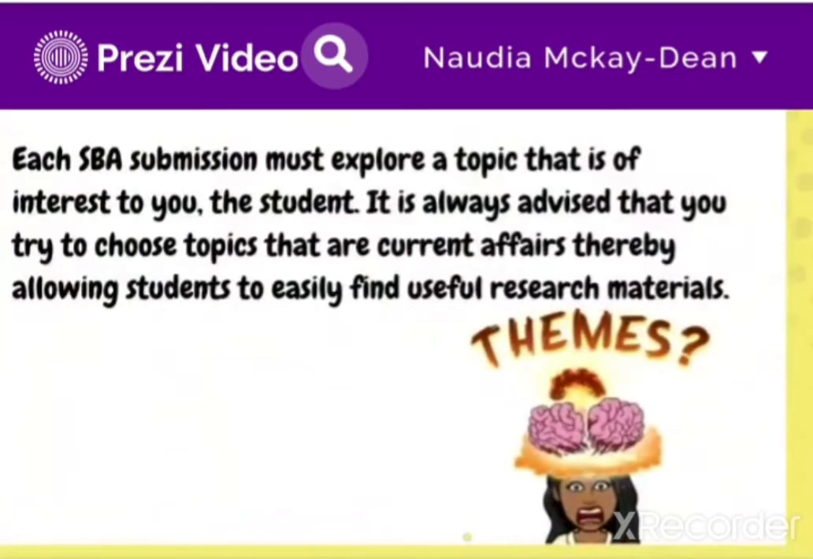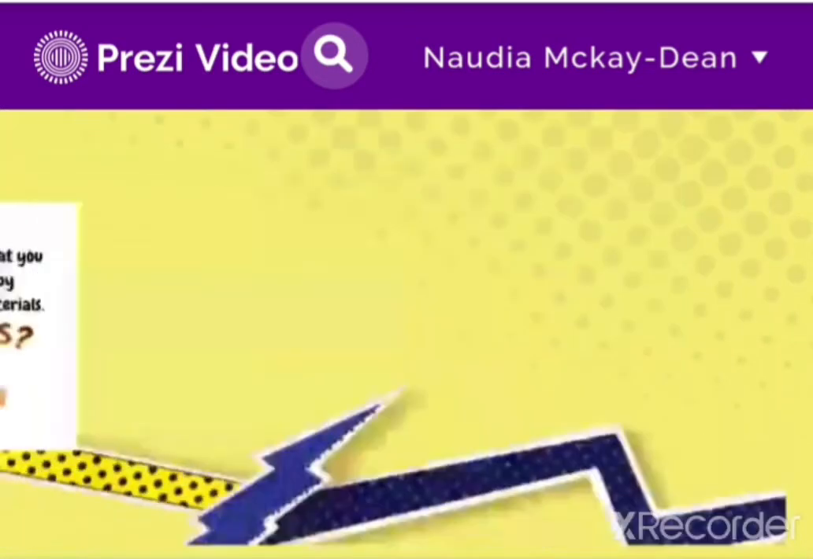Each SBA submission must explore a topic that is of interest to you, the student. It is always advised that you try to choose topics that are current affairs, that means things that are going on right now. When you do that, you give yourself a better chance of finding useful, interesting materials that are at your fingertips. You don't have to search too hard to find materials that you can use. So it's always advised for you to stick with topics that are current.